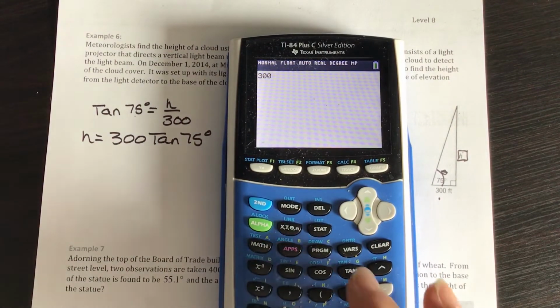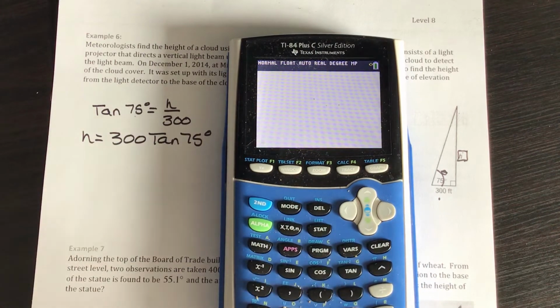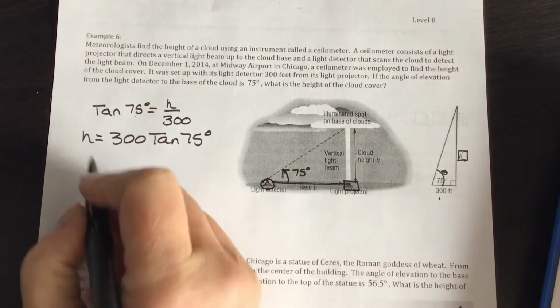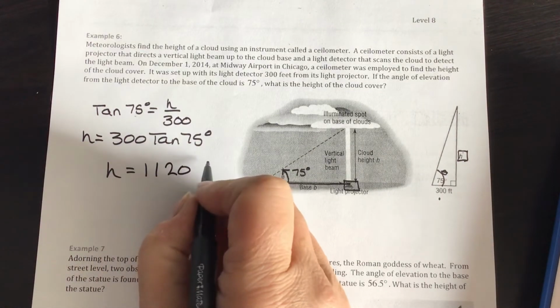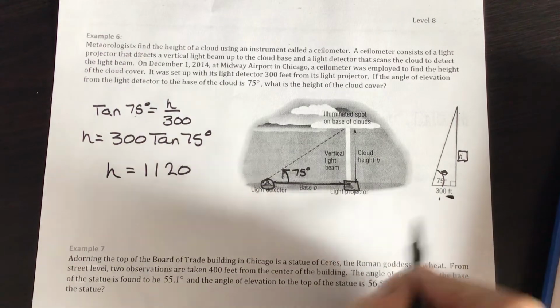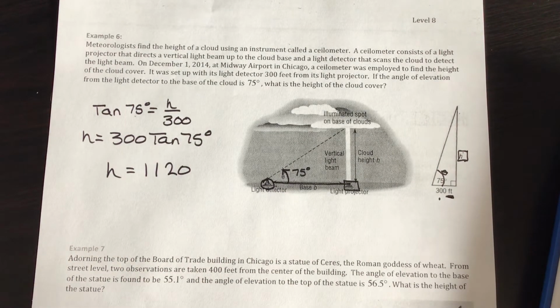So 300 times tangent 75 gives me 1,119.6. Now, if I'm measuring cloud cover, that 0.6 is really insignificant. So I would round this to the nearest foot. So I would have 1,120 feet. So the height of the cloud is 1,120, and this is measured in feet because that's the measure that I have for the base of the triangle.